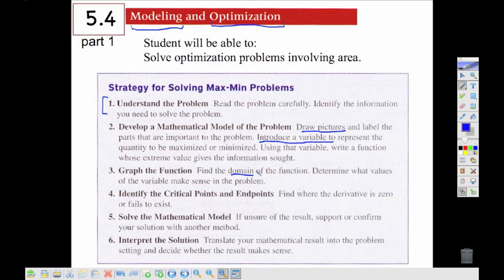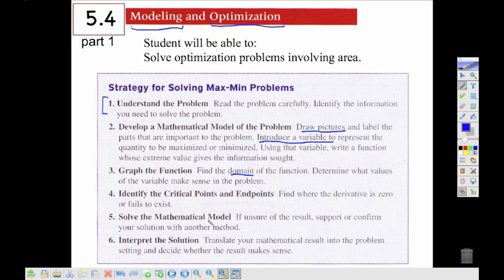Domain is important in these problems because the domain often has to do with the real-world application rather than the equation itself. There might be values that fit into our equation that don't actually make sense in the real-world problem. So we have to figure out which variables make sense in the real-world context. Then we're going to identify the critical points and the endpoints so that we can maximize or minimize using everything we've learned about y prime, y double prime, and so on.